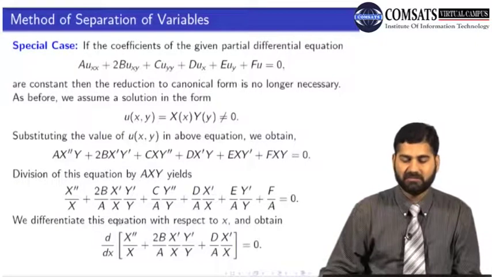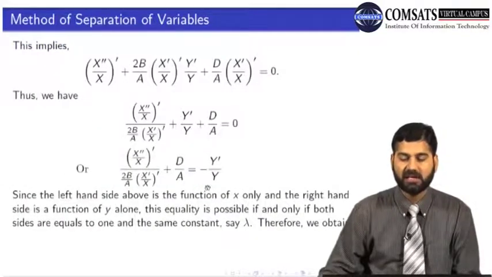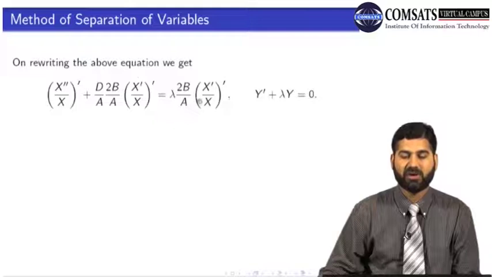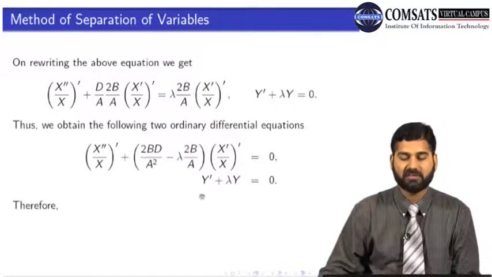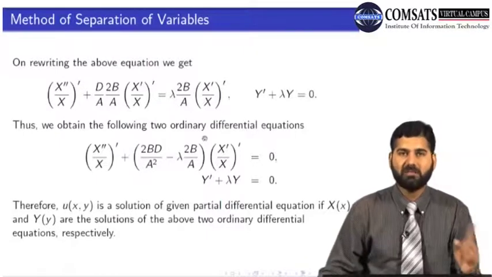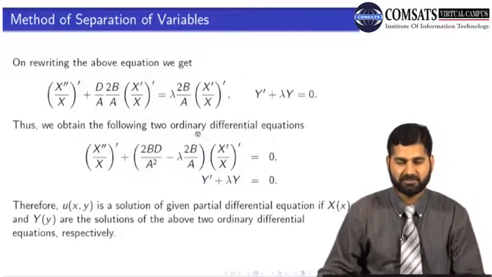So now you can again separate the variables. The left hand side is a function of x only, the right hand side is a function of y only. So again they will be equal to a constant. If they are equal to a constant, then I can put both the values equal to lambda. So if they are both equal to lambda, again we are getting two ordinary differential equations. See, one is this, one is this. So u(x,y) is the solution of the given partial differential equation if and only if X and Y are the solutions of these two differential equations. Alright, so one PDE has been converted to two ODEs, then I can solve two ODEs to find the solution.